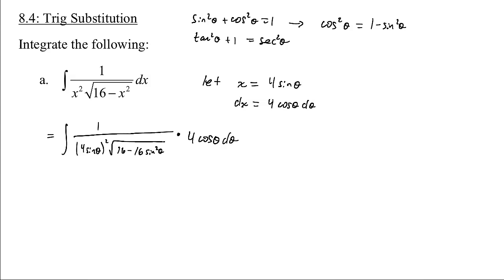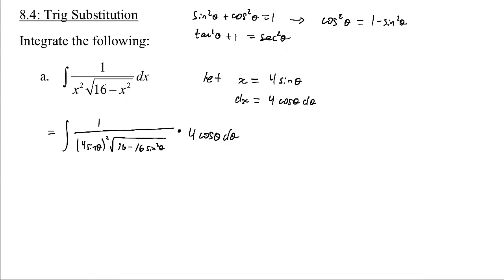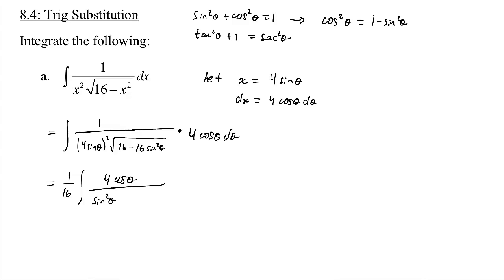All right. So now this has a lot more stuff that I can mess with, because I'm going to go ahead and factor out the 1/16 with this part here, because that's 4 squared. So I'm going to bring that 1/16 out, and this is the integral of 4 cosine, I'm just going to leave the 4 cosine for now, over sine squared theta times the square root of, if I factor 16 here, 1 minus sine squared, and then I have a d theta.